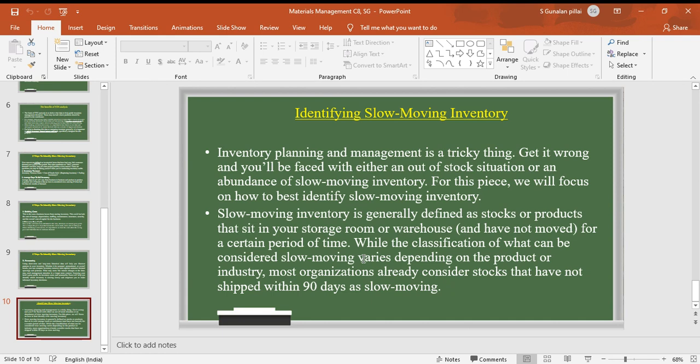While the classification of what can be considered slow moving varies depending on the product or industry, most organizations consider stocks that have not shipped within 90 days as slow moving. It is one more method of identification of slow moving: if it is sitting more than 90 days, not moving at all, it is considered slow moving.